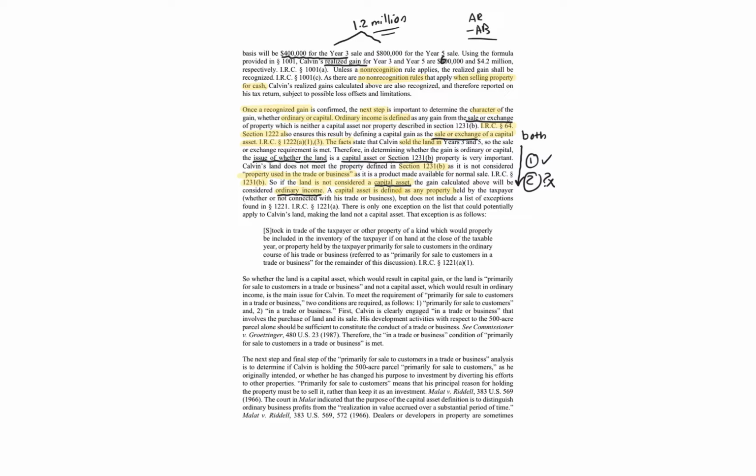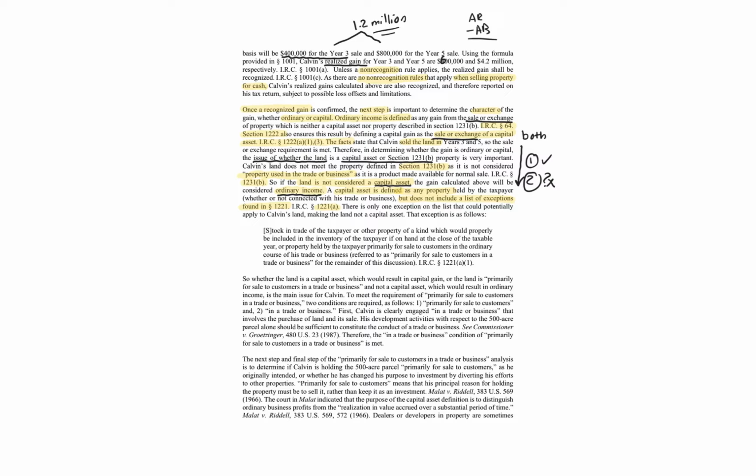It could be personal use or personal activity, could be investment, could be business, but it does not include a list of exceptions found in section 1221. So this is why it's one of my favorite code sections. It basically says, hey, everything's a capital asset other than these. And those are found in section 1221(a).